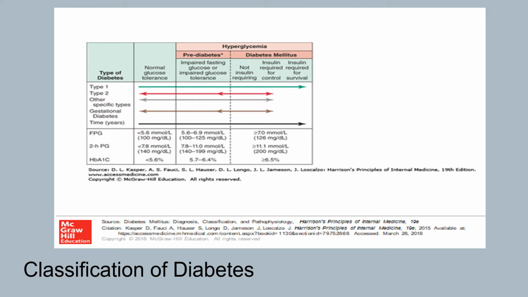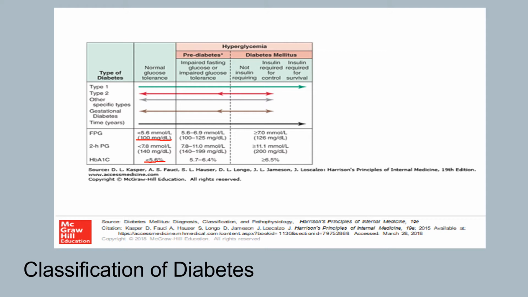This is a slide looking at the classification of diabetes, based on results of testing. Normal glucose is a fasting level under 100, or a 2-hour glucose test below 140, and a hemoglobin A1C of less than 5.6.